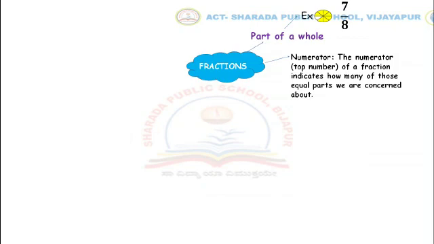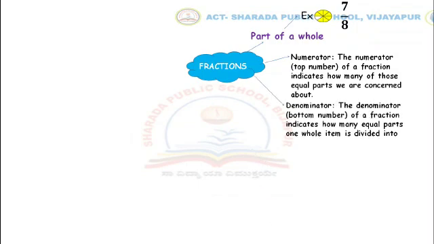The numerator, the top number of a fraction, indicates how many of those equal parts we are concerned about. The denominator, the bottom number of a fraction, indicates how many equal parts one whole item is divided into.